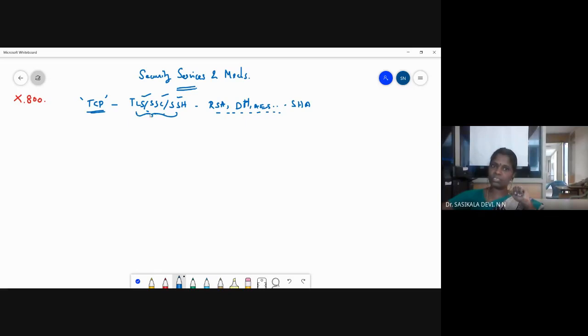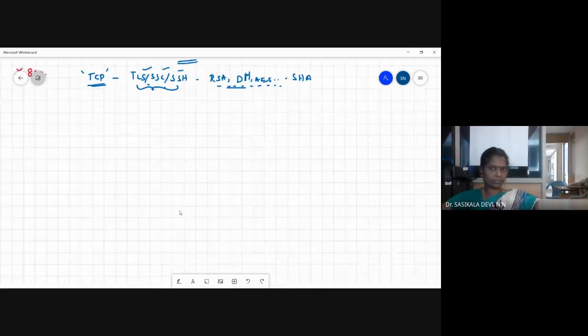TLS, SSL or SSH provides a secure transport service. What is the security service here? Secure end-to-end transport service. These are the mechanisms. That is the difference between services and mechanisms. Can you understand the difference between services and mechanisms?